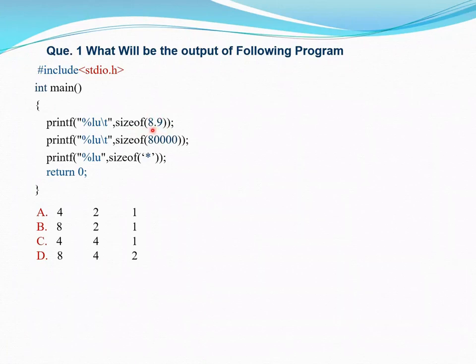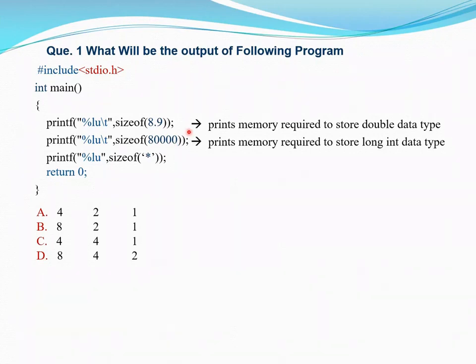We know that this value 8.9 is a real constant, and in C language by default every real constant is considered as of double data type. Hence the first statement will print the memory size required to store a double data type value. Similarly, in the second printf function, sizeof 80,000, the operand is 80,000, which is of long integer type. Hence this statement will print the memory required to store the long integer data type.